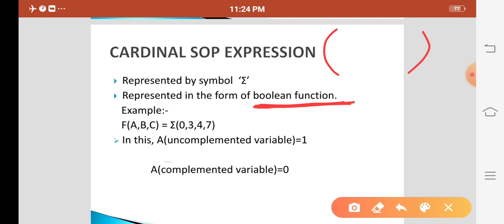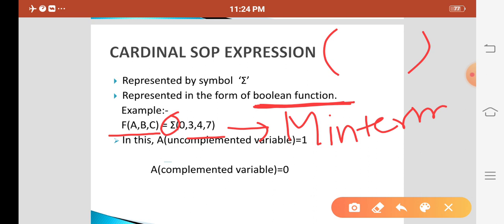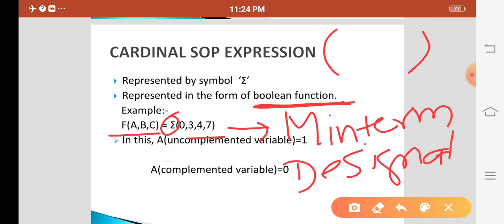So here we are going to write that f is a function defined on three variables a b c, and we are writing here sigma, and inside it we are writing 0 3 4 7. What are these 0 3 4 7? They are actually minterm designation numbers. These are minterm designation numbers.